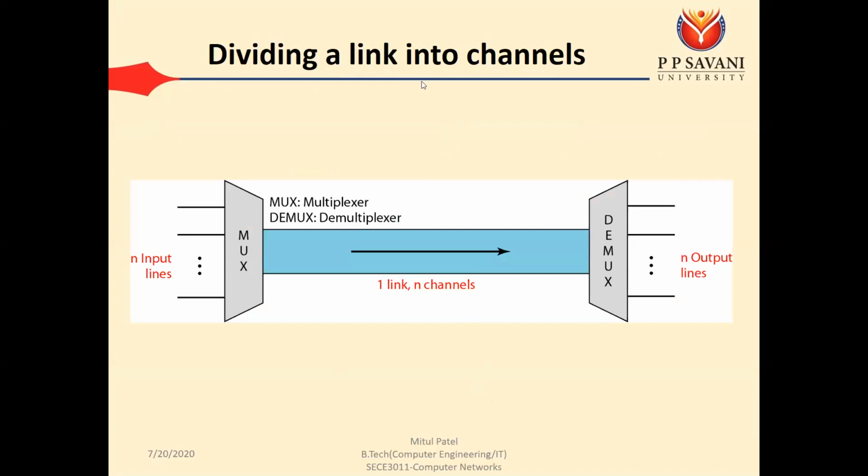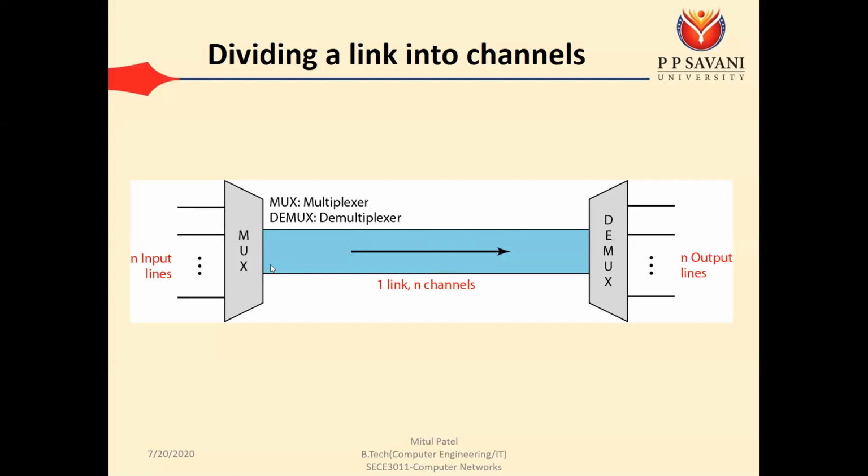So, dividing a link into channels. Here we can say that we have only one link and n channels. The link indicates the physical path or the medium through which we are sending our data, and that physical path or medium is divided into various channels. Each channel can be used by different users.